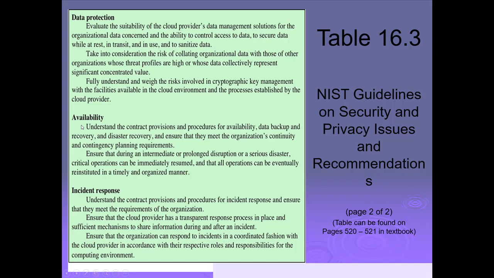Then the next point is availability. Understand the contract provisions and procedures for availability, data backup and recovery, and disaster recovery, and ensure that they meet the organization's continuity and contingency planning requirements. Ensure that during an intermediate or prolonged disruption or a serious disaster, critical operations can be immediately resumed and that all the operations can be eventually reinstituted in a timely manner.